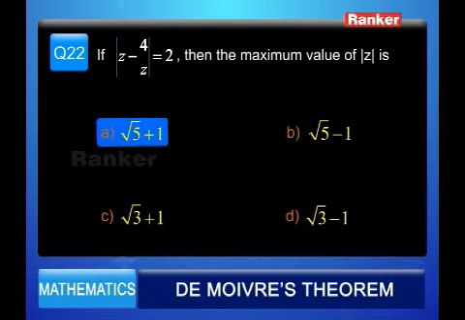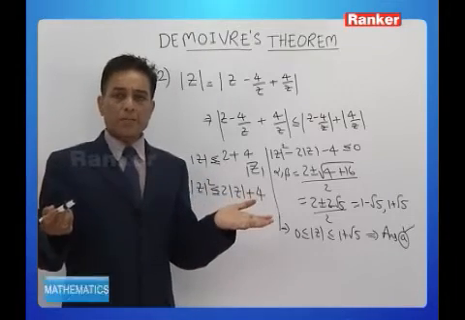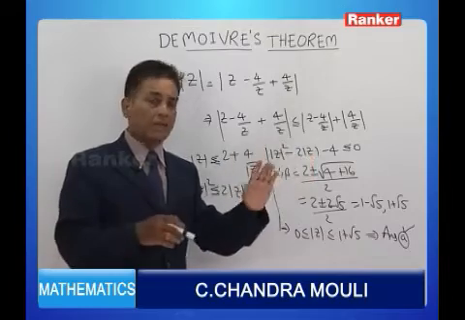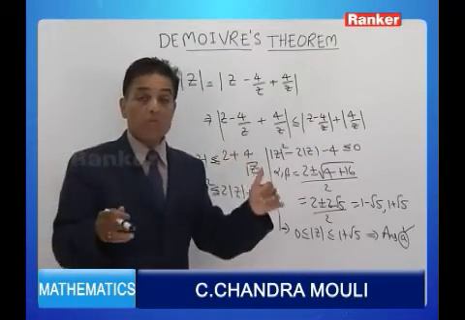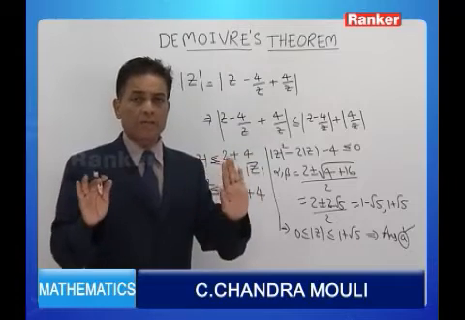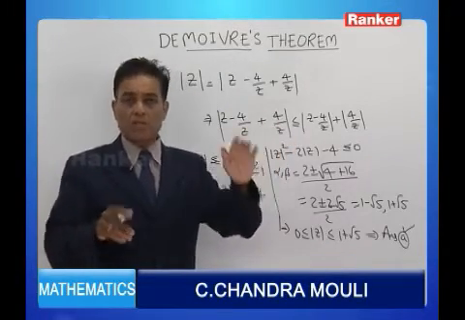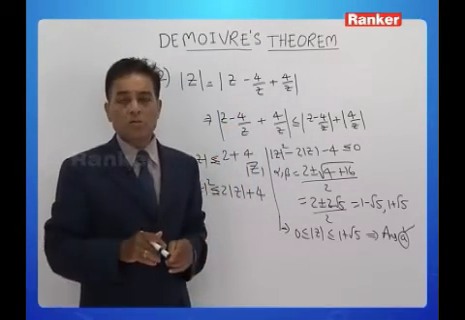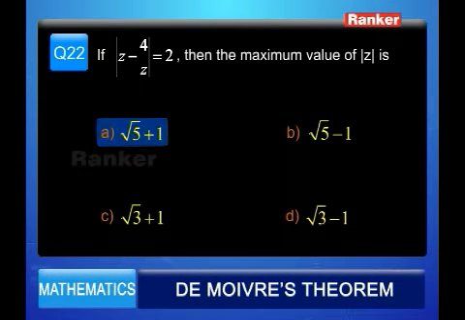Answer A, first option. Root 5 plus 1 is the maximum value of mod z. Because mod cannot be negative, we can't take 1 minus root 5. We start from 0 onwards. Actually, if this is x, it should lie between 1 minus root 5 to 1 plus root 5. But modulus is positive, so 1 minus root 5 is negative. It can't be taken. It starts from 0 only. So you write down 0 to 1 plus root 5. Minimum value 0, maximum value 1 plus root 5. In this question, they are asking maximum. So your answer is 1 plus root 5, the first option.